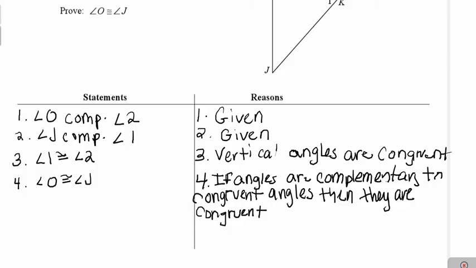So hopefully now you have a better understanding of how to use vertical angles in two-column proofs. Definitely make sure you study those diagrams carefully to recognize the vertical angles.